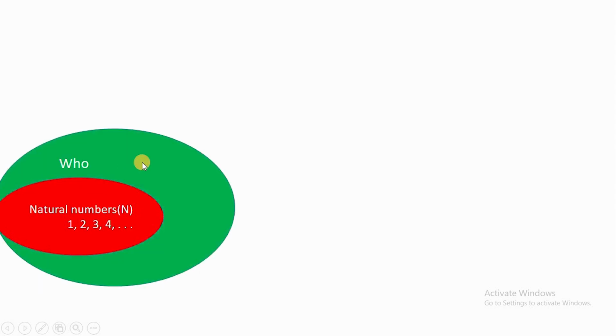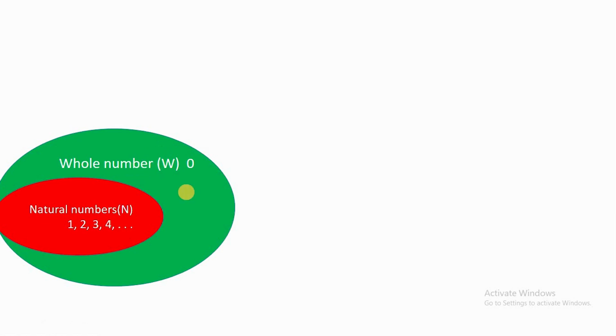The next set of numbers are called whole numbers, and they are normally denoted by the capital letter W. Whole numbers include all the natural numbers and also 0. So the set of whole numbers is a larger group than the natural numbers, isn't it? Because whole numbers include all the natural numbers, whereas the natural numbers do not include all the whole numbers. That is 0. 0 is not included in the natural numbers, but 0 is a whole number.